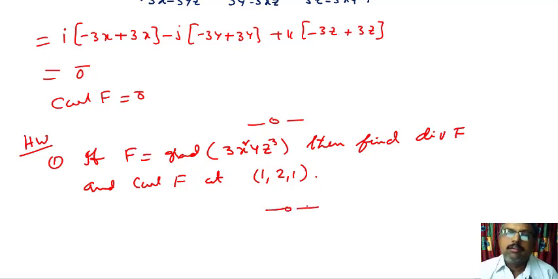Okay. So in the next class we will discuss a most important question. If curl F is 0, then we will call the function F irrotational. So in the next class we will discuss irrotational functions, and then we will discuss the most important identities. Okay, thank you. Meet again.